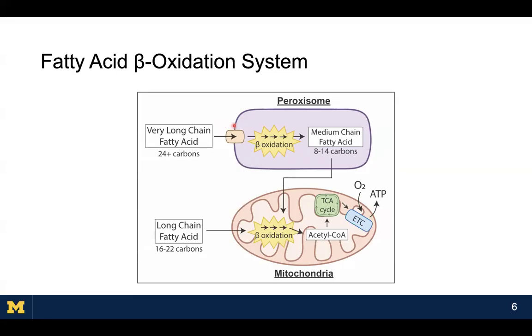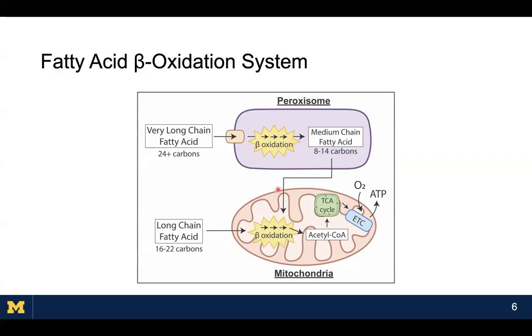They perform beta oxidation with their own set of enzymes, but rather than completing beta oxidation or getting all the way down to only acetyl-CoA, they actually bite off acetyl-CoA chunks until they get down to a medium chain fatty acid of about 8 to 14 carbons. And they say, okay, I'm done, get out. They kick out the acetyl-CoA and the medium chain fatty acid, which has to go back to the mitochondria for complete beta oxidation.